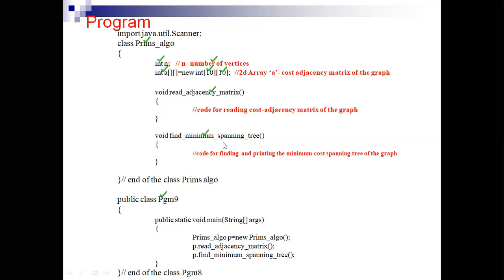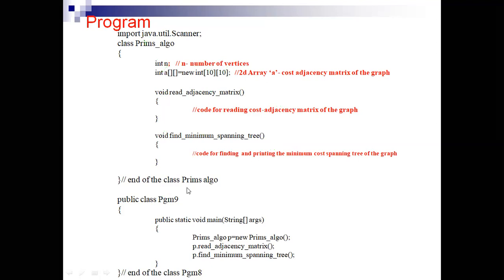Right? There are 2 methods here you can see. One is the read adjacency matrix method. The other one is the find minimum spanning tree method. Both are returning void. So what is this read adjacency matrix doing? It has the code for reading the cost adjacency matrix of a graph, and find minimum spanning tree is a method which is used for finding as well as printing the minimum cost spanning tree of the graph. It does both the jobs. It will find as well as print.